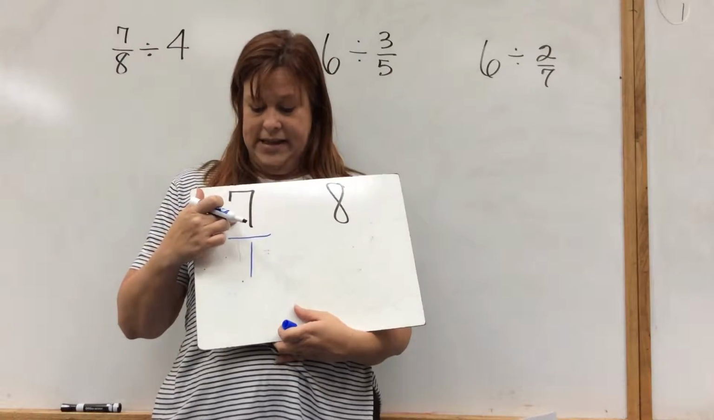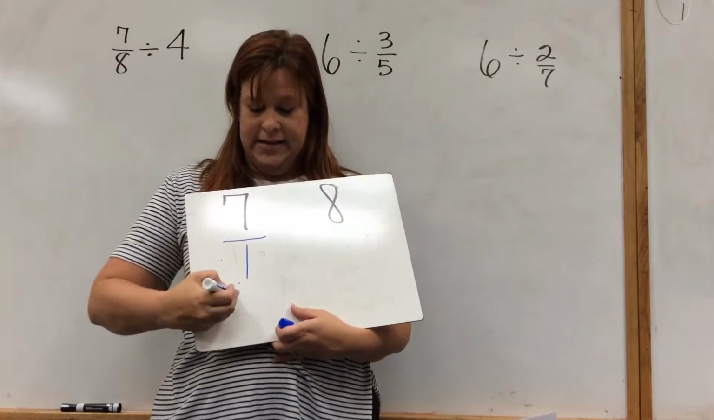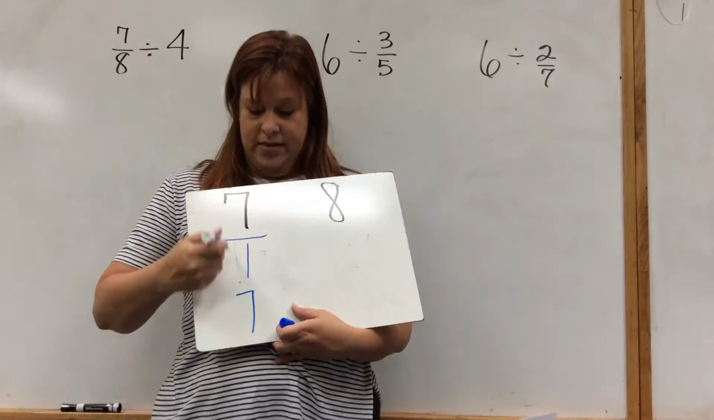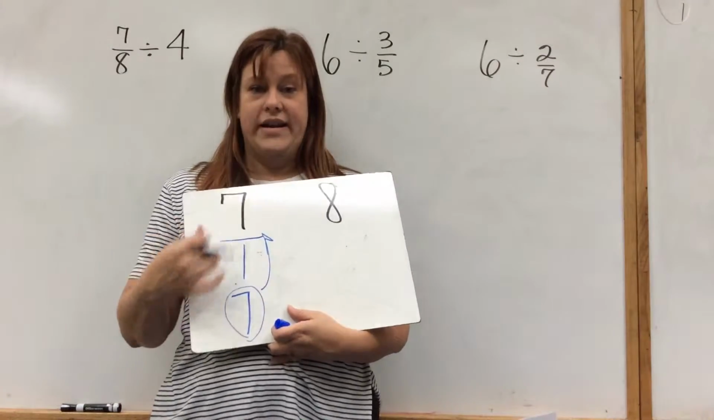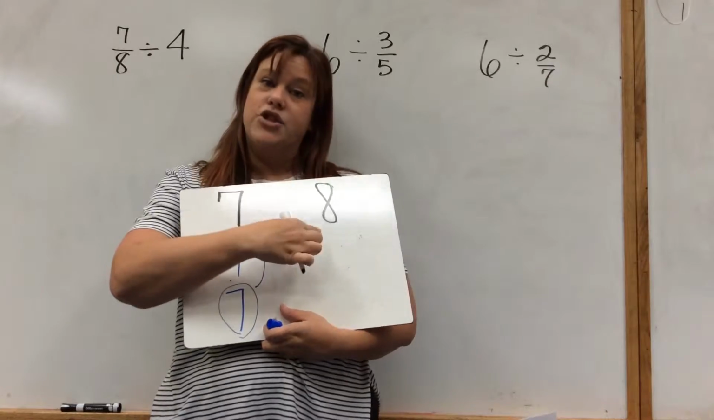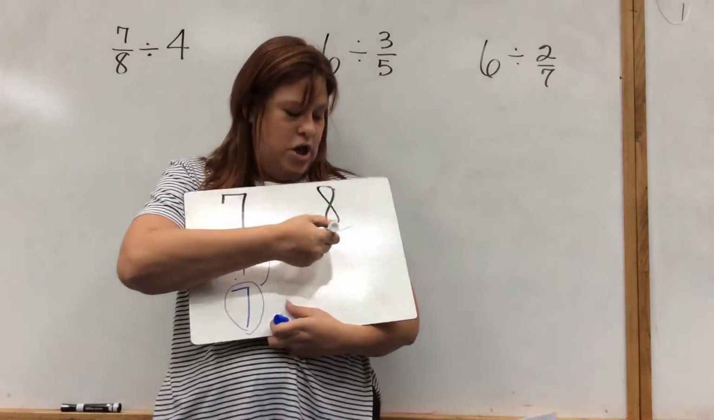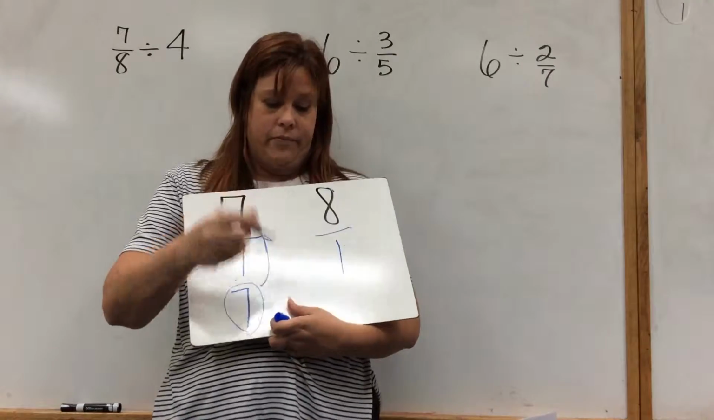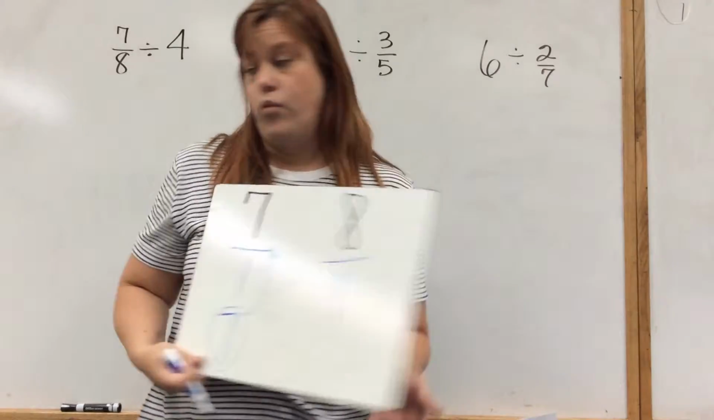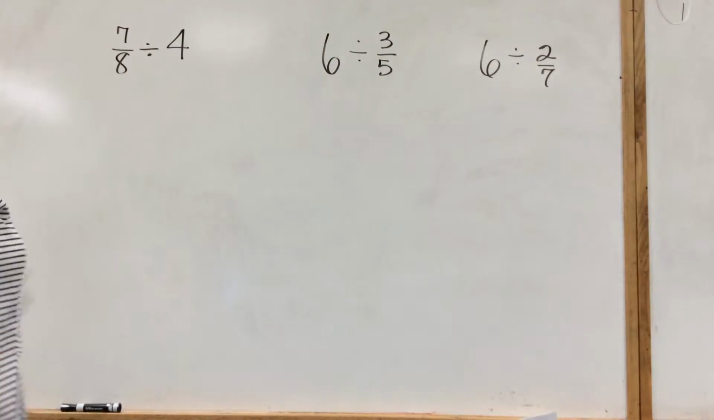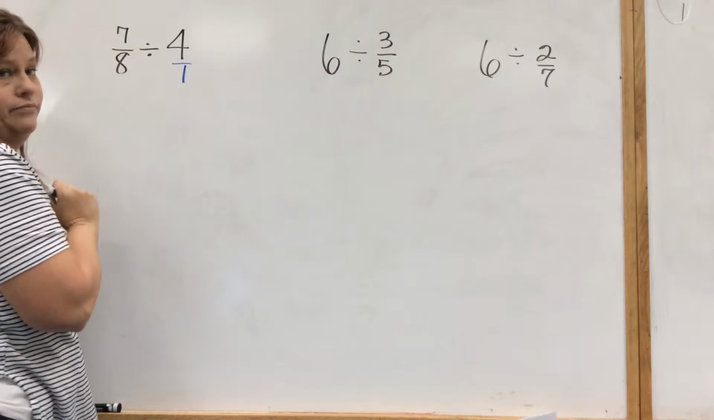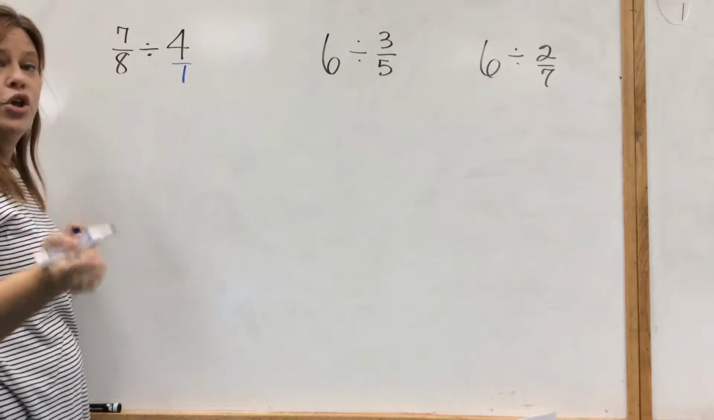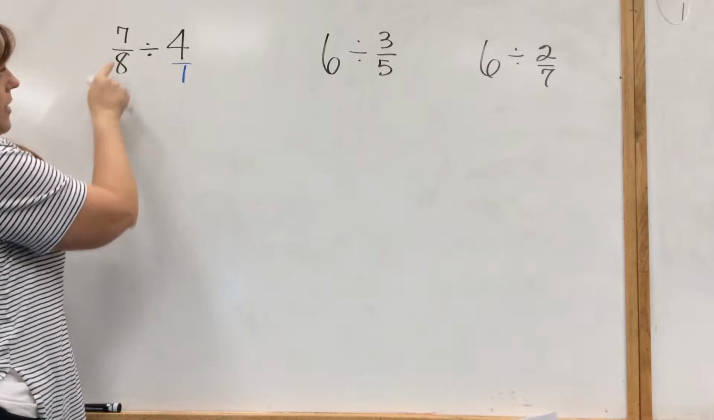So this would mean 7 divided by 1, and that still gives me 7. So this and this are the same thing, it's just written in 2 different ways. So again, to change a whole number to a fraction, you're just going to put it over 1, okay? So that's your first step when you're dividing fractions into whole numbers, is to take that whole number and put it over 1, okay? Then you're going to use those rules that you've been talking about.